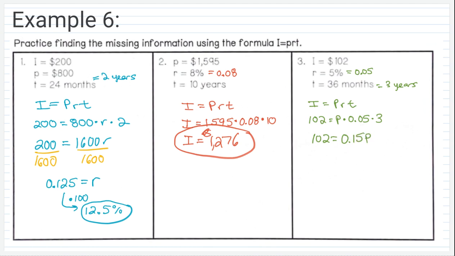And then we have one more step to solve this, what is now a one-step equation, dividing both of these by that 1500ths on both sides. So 102 divided by the 1500ths is going to be $680. So my initial investment was $680. And that's it for that question. So hopefully you didn't do too bad with those.